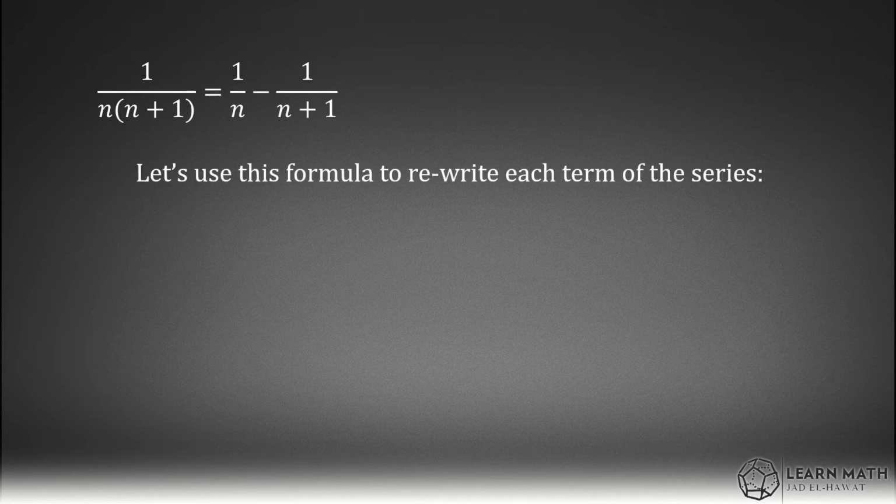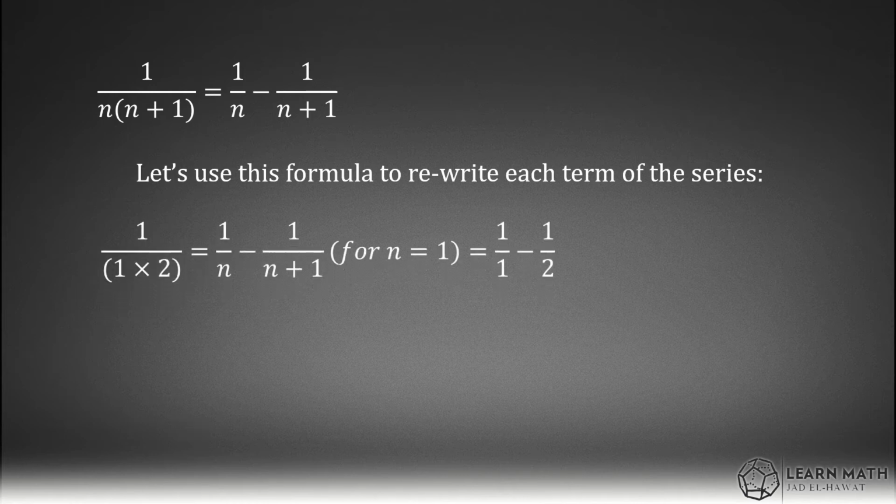So how does this help us? Let's use this formula to rewrite each term of the series. 1 over 1 times 2 equals 1 over n minus 1 over n plus 1 for n equals 1, which is equal to 1 over 1 minus 1 over 2. The same for 1 over 2 times 3 equals 1 over 2 minus 1 over 3, and so on.